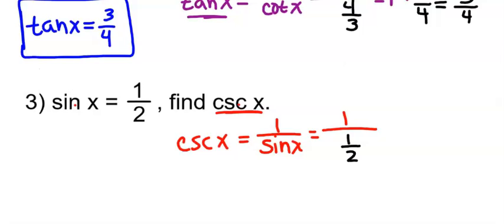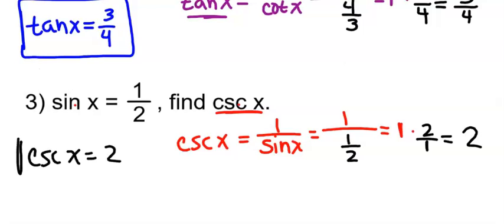All right, again, we're going to do keep change flip. Flip 1/2, it is 2/1, or just 2. So 1 times 2/1 is 2/1 or just 2. So here, cosecant x equals 2. Oh my goodness, that was so hard. Oh my gosh, what are we going to do? But that's it, guys. That's all it is.